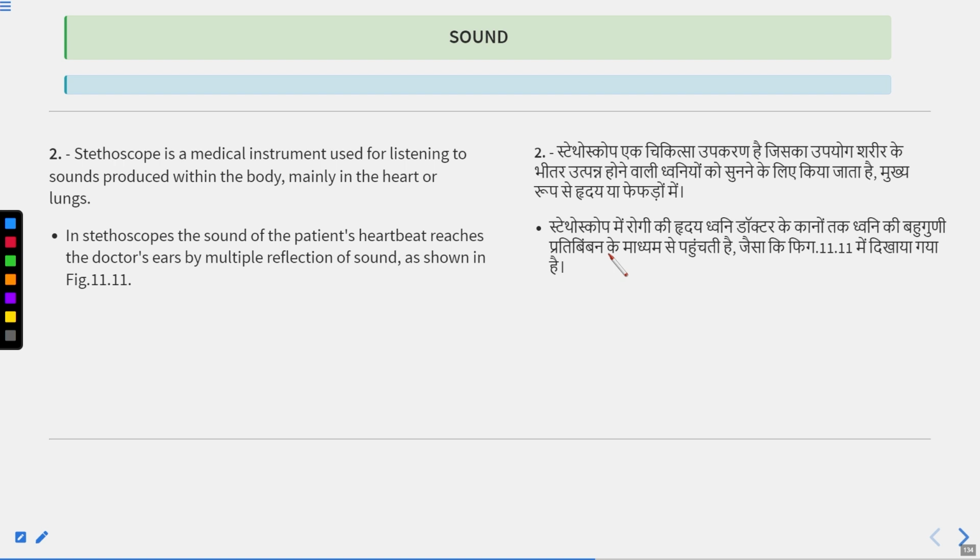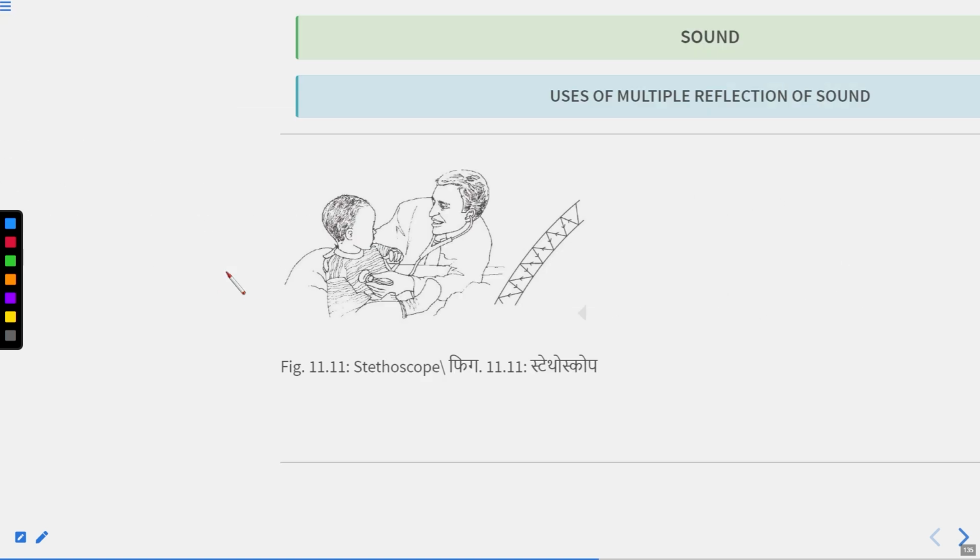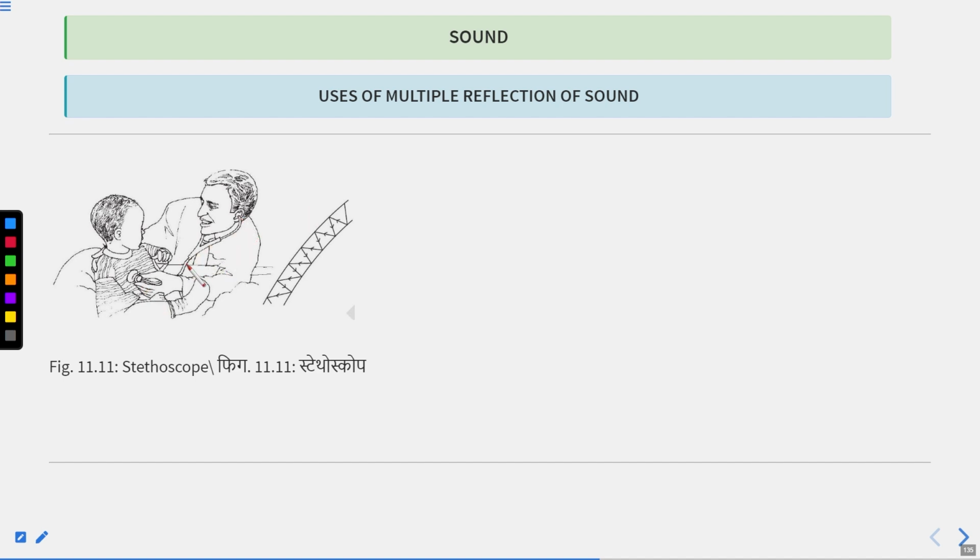A stethoscope. Whenever you visit a doctor, you always see a device on their neck with a long pipe, from which they check your heartbeat and listen to the sound of your heartbeat in the ear. That device is called a stethoscope. A stethoscope is a medical instrument used for listening to sound produced within the body, mainly the heart or lungs. The sound of the patient's heartbeat reaches the doctor's ear by multiple reflection of sound. So a stethoscope has a very thin pipe, and in this pipe multiple reflections take place and carry the sound of your heartbeat or your lungs to the doctor's ear, and from that sound the doctor can identify whether you have any sickness or not.